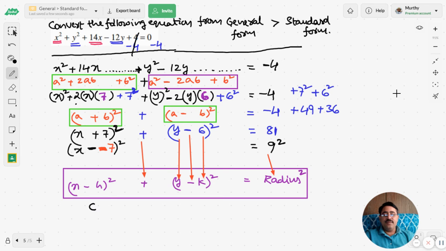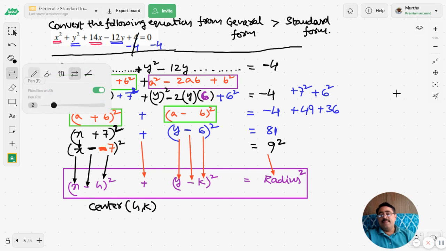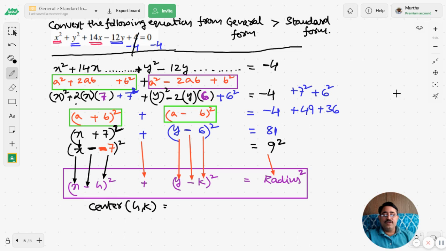So the center, the h and k values, as I mentioned before, x is matching here, and the negative sign is matching here. So what is the value of h? It is negative 7. And the value of k, you can see that it is 6 units. It's not negative 6 because here there is a negative sign, so please ignore it. Then the value of k equals 6.